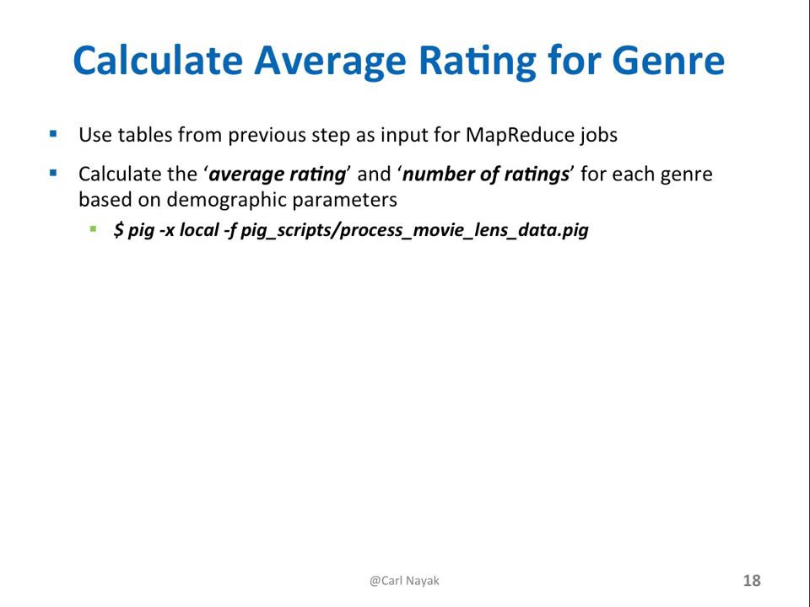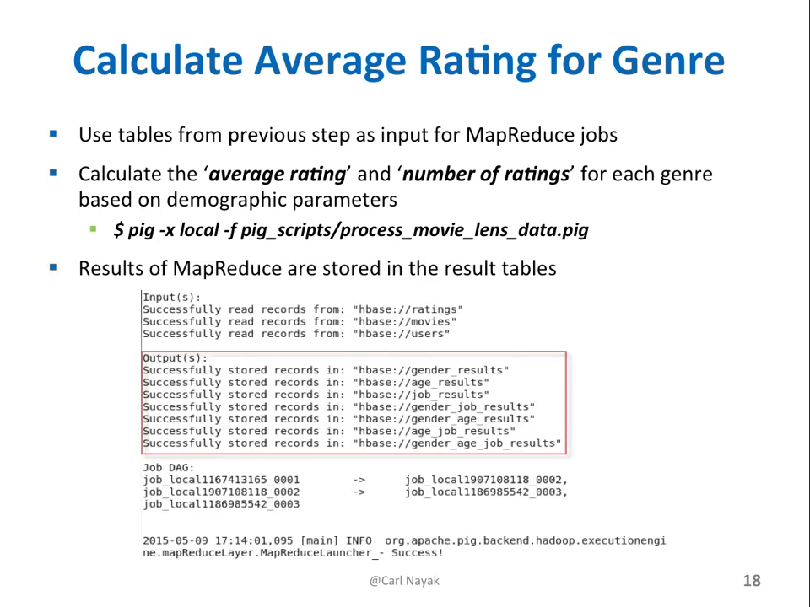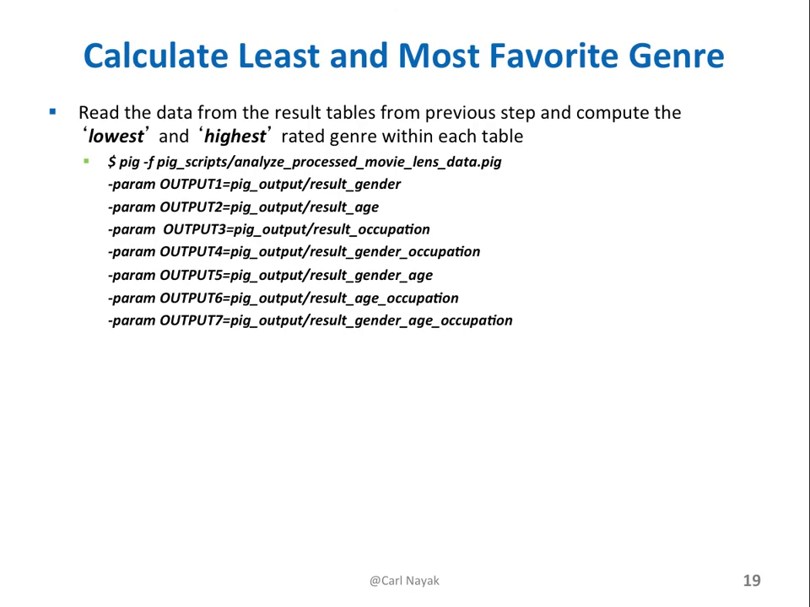The MapReduce jobs involve performing a join on 3 input tables followed by different combinations of group by on the demographic columns of the users. The results for these jobs are stored in the result tables.